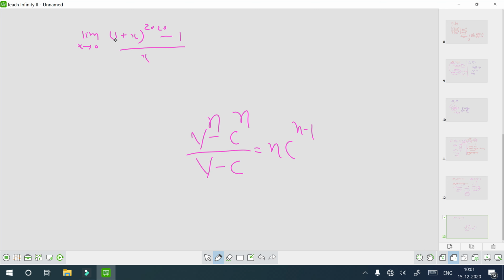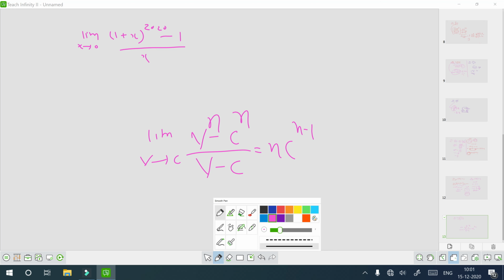Next one, let us see one more example, slightly easy. Limit x tends to 0, 1 plus x raised to 2020 minus 1 over x. See, once again, see that pattern: variable raised to n minus constant raised to n over variable minus constant, as variable tends to constant, is equal to n times constant raised to n minus 1. This form we have to see.